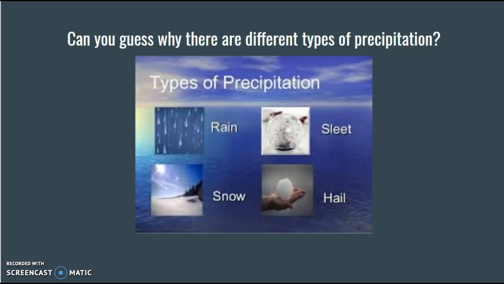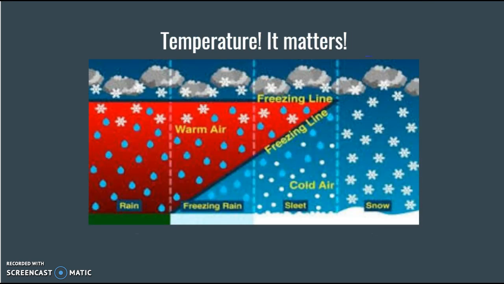Can you guess why there are different types of precipitation? Why doesn't all precipitation come down just as rain or just as snow? What makes precipitation different at different times and in different places? Well, it's temperature. Temperature is what matters.